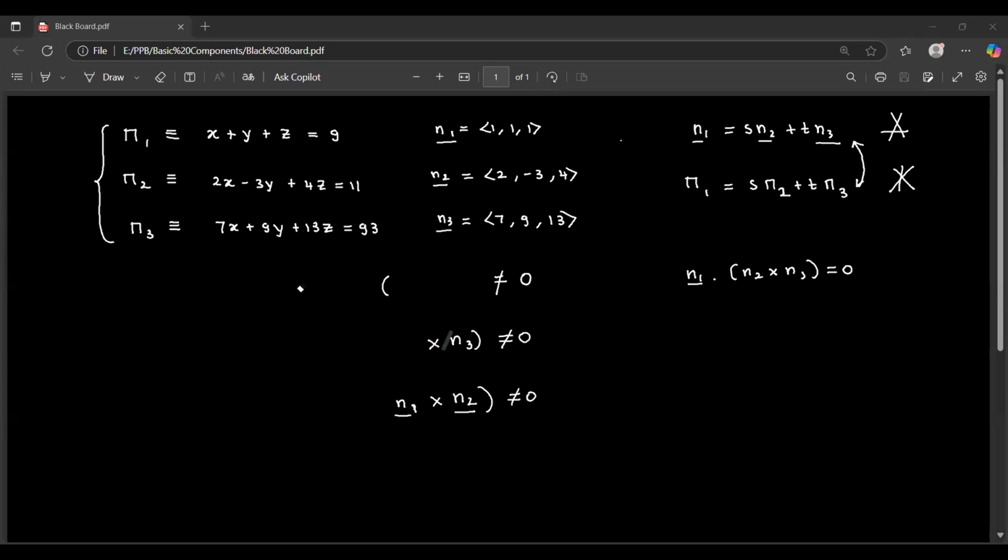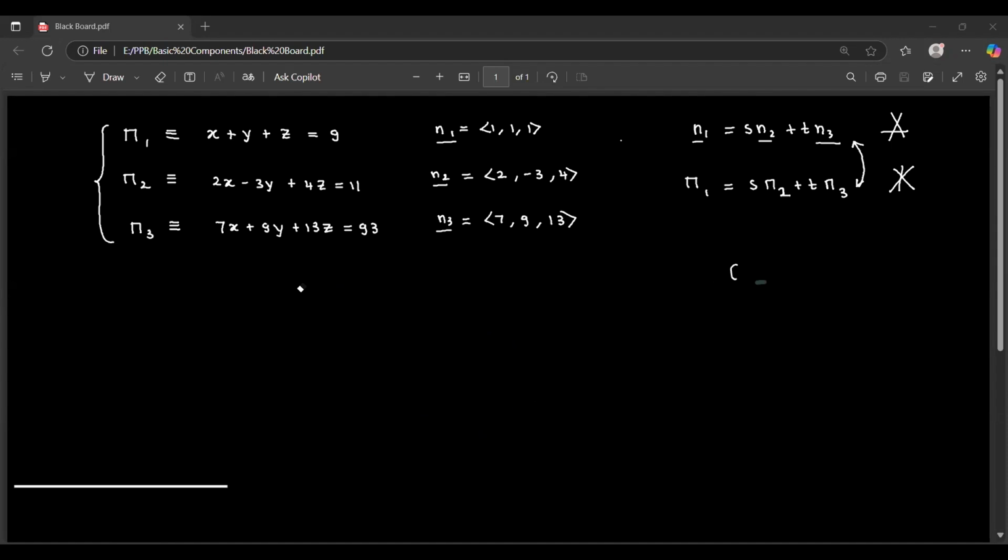First of all, let's look at the numbers. Instead of using n1, I'm going to use n2, that is n2 dot (n1 cross n3). So n2 is given as (2, -3, 4). Let's keep that aside, and let's just find the cross product of n1 and n3.